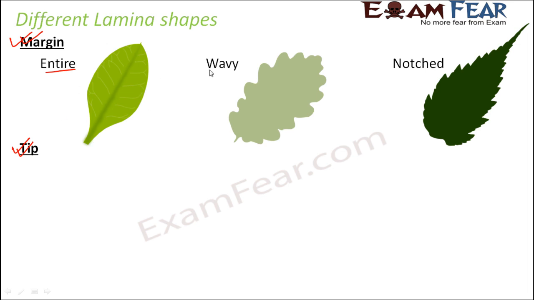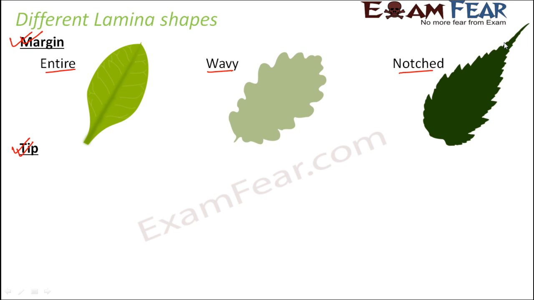The second one is wavy. So if you see the boundary, it is in the shape of a wave. So that is why it is called a wavy lamina. Notched lamina. So here you can see, again it is neither entire nor wavy, but you actually see this hook kind of a structure. So these notches are present. So this is called a notched lamina.